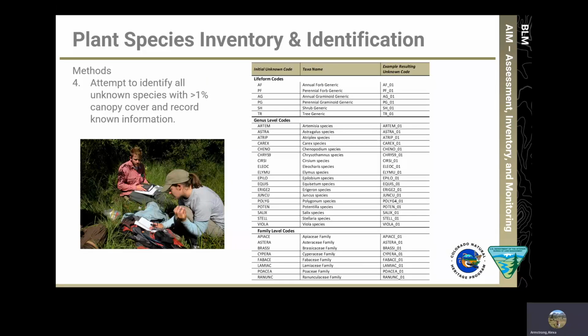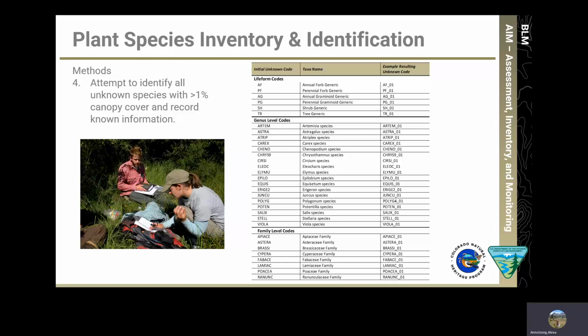Step 4 is to attempt to identify all unknown species with greater than 1% canopy cover and record known information. If field identification is possible, erase or cross off the temporary name and replace it with the fully spelled out species name and USDA Plants Database species code. If field identification is not possible, retain the temporary name and fill in an official unknown code.